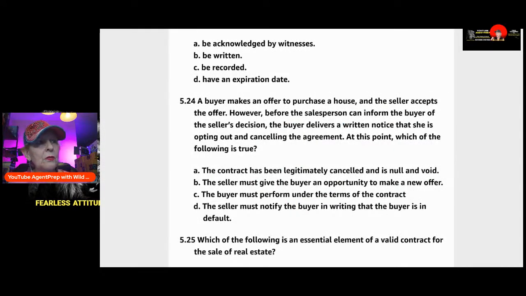All right, a buyer makes an offer to purchase a house and the seller accepts the offer. However, before the salesperson can inform the buyer of the seller's decision, the buyer delivers a written notice that she is opting out and canceling the agreement. At this point, which of the following is true? A, the contract has been legitimately canceled and is null and void. B, the seller must give the buyer an opportunity to make a new offer. C, the buyer must perform under the terms of the contract. Or D, the seller must notify the buyer in writing that the buyer is in default.